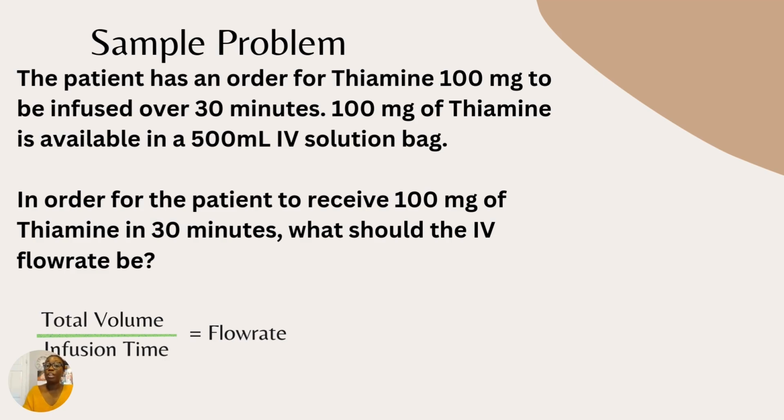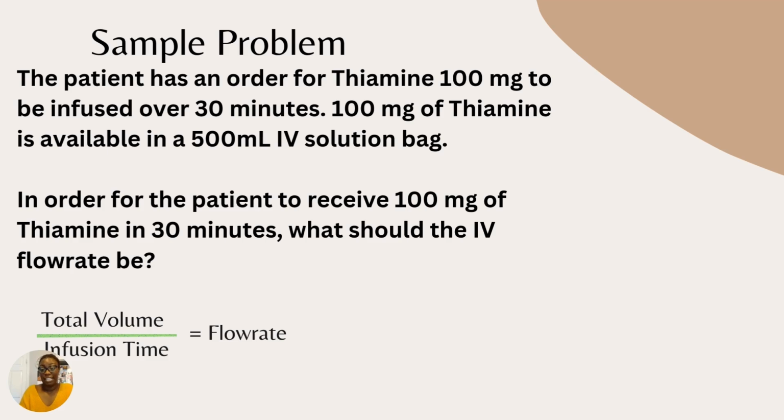So there are multiple numbers and multiple units of measurement in this problem, and we do not need all of them. So what we're going to do now is figure out what information is important in this problem and what information can kind of be canceled out because we don't really need it that much. So if you look at the sample problem, in the first line, it tells us that our patient's order is for 100 milligrams of thiamine.